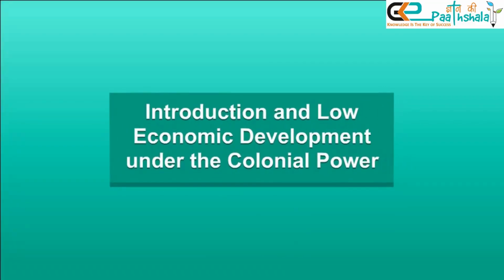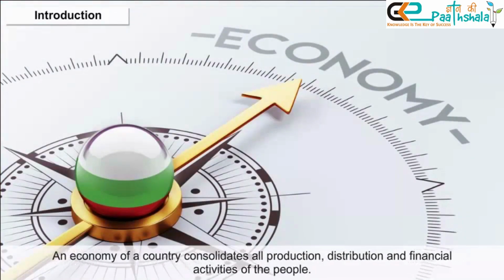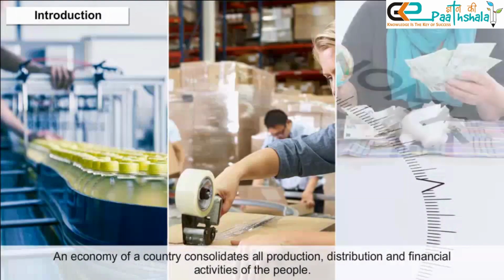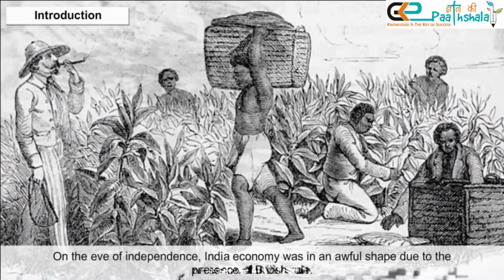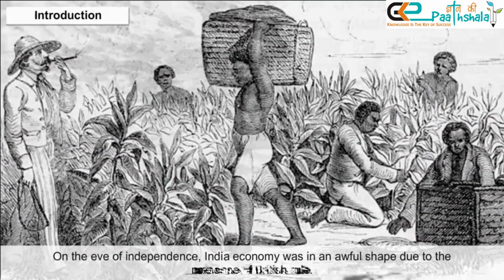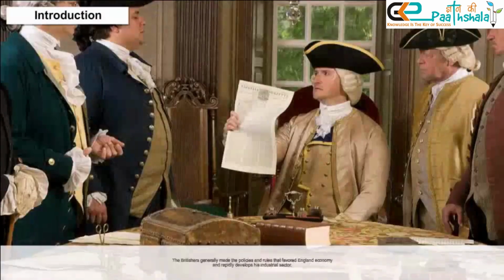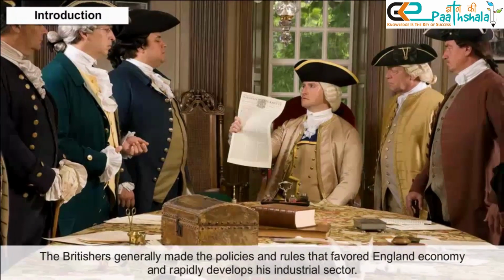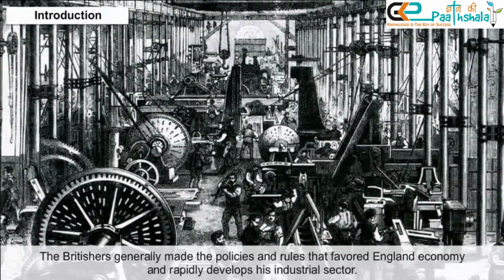Introduction and low economic development under the colonial power. Introduction. An economy of a country consolidates all production, distribution and financial activities of the people. On the eve of independence, India's economy was in an awful shape due to the presence of British rule. The Britishers generally made policies and rules that favored the England economy and rapidly developed its industrial sector.